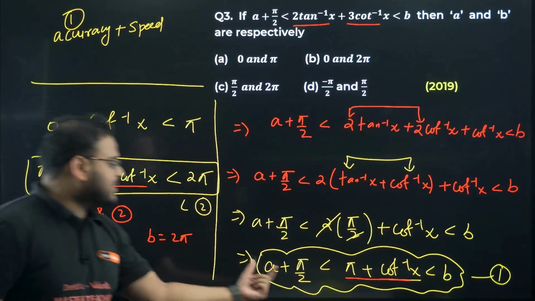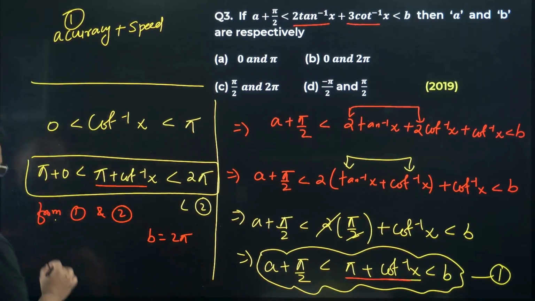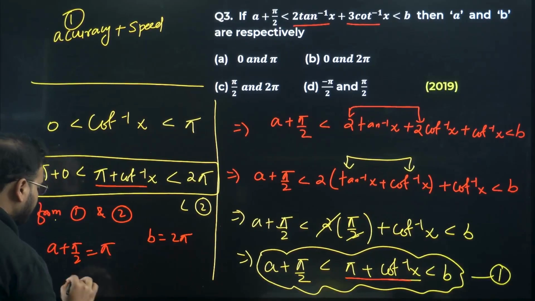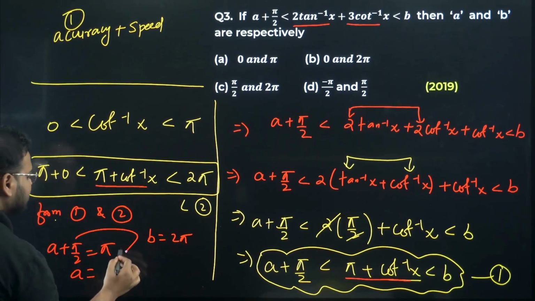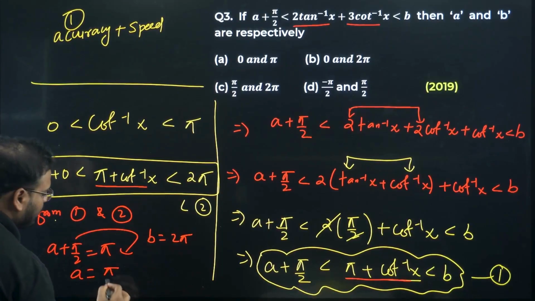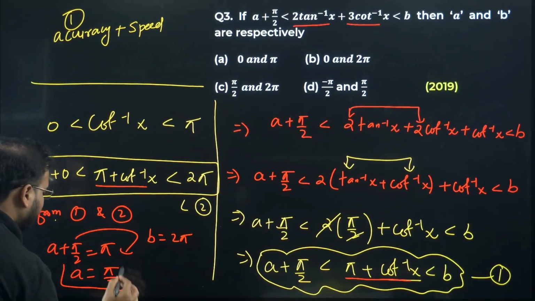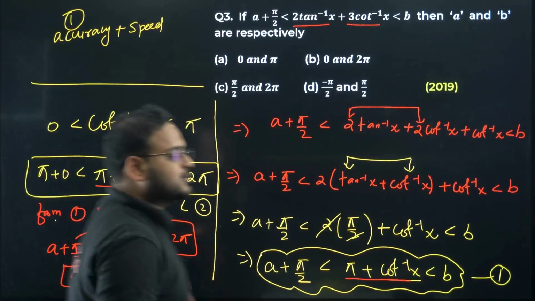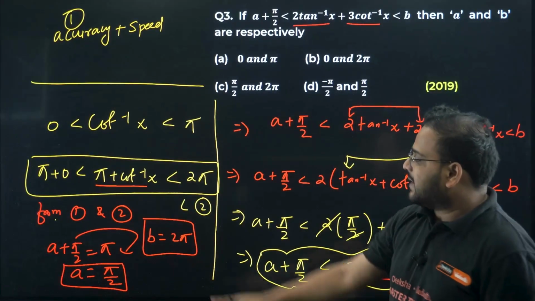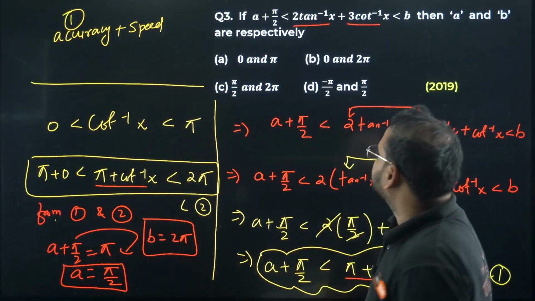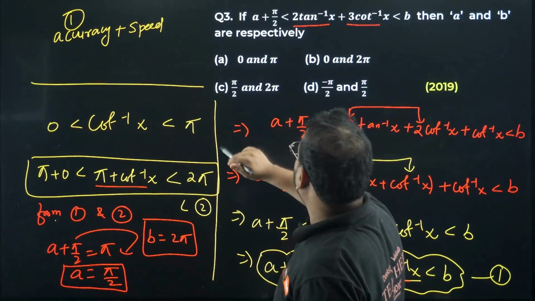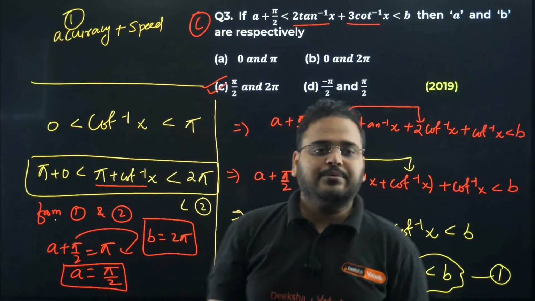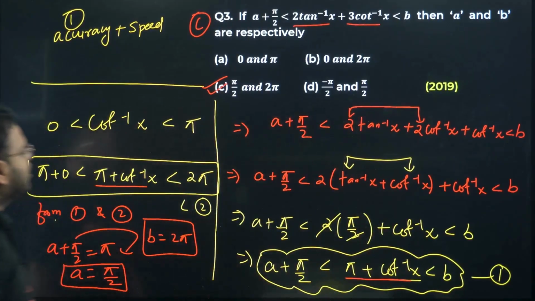This side we have a plus pi by 2, this side we have pi. It means a plus pi by 2 equals pi. Hence a value, bringing it to this side, becomes pi minus pi by 2. What is the answer? Pi by 2. So your answer is a is pi by 2 and b is 2 pi. Clear? Option C is correct. Makes sense to all of you?